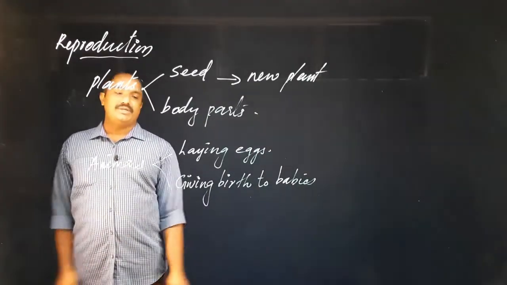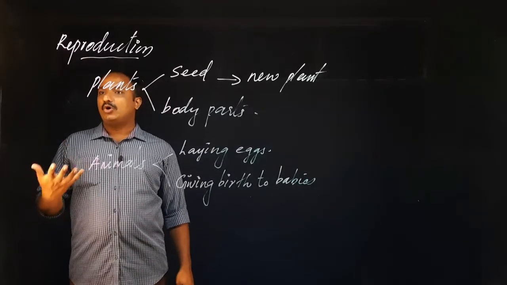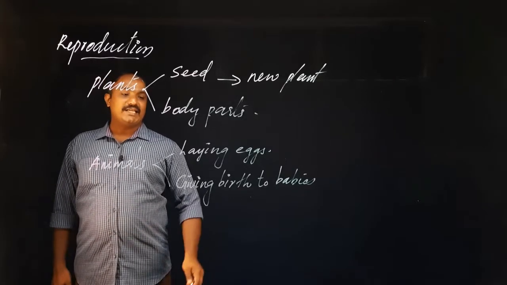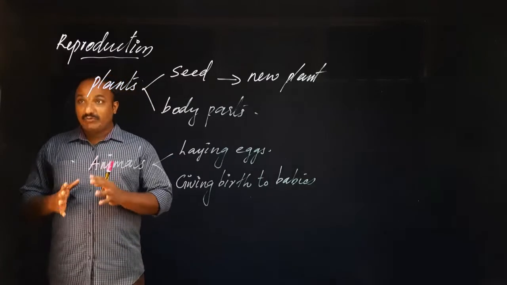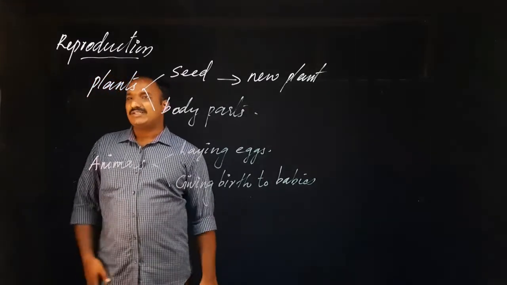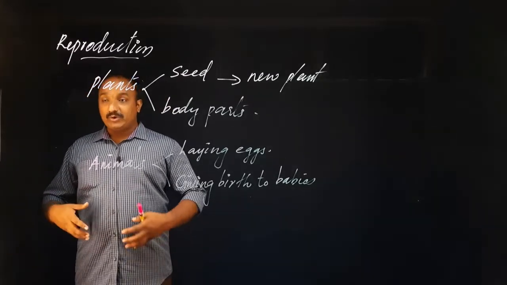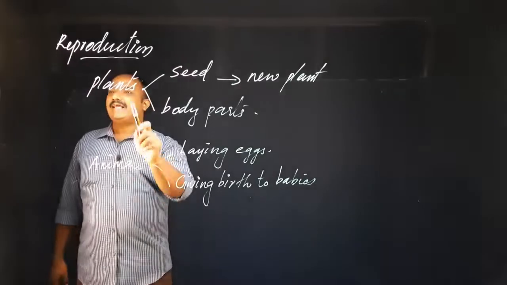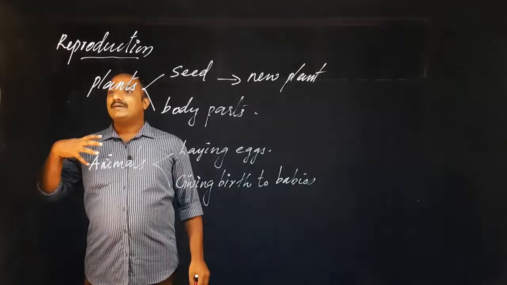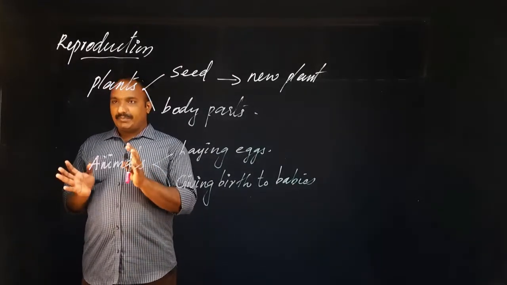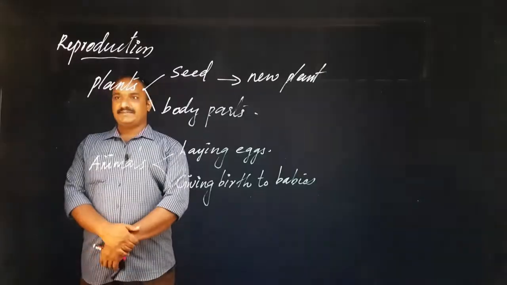Giving birth to a baby. In the case of some other animals, for example human beings, elephant, cow, goat, dog, cat, etc., all these animals give birth to their babies. Such a process is also there. Does any plant give birth to a baby? No. Does any plant produce eggs? No. So animals and plants are different. Plants produce seeds, or plants reproduce by what? Their body parts. Animals reproduce by giving birth to babies or by laying eggs.